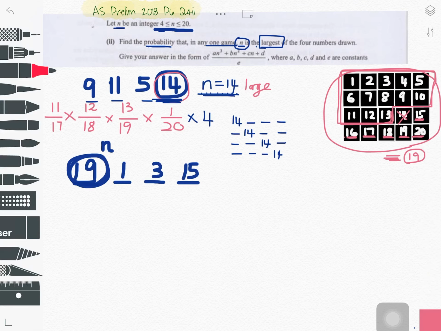Let's see how I can change this. N, 19 is the only 19 in the pool of this 20 plate here. 20 number here. So I am happily going to write here 1 out of 20. Done.